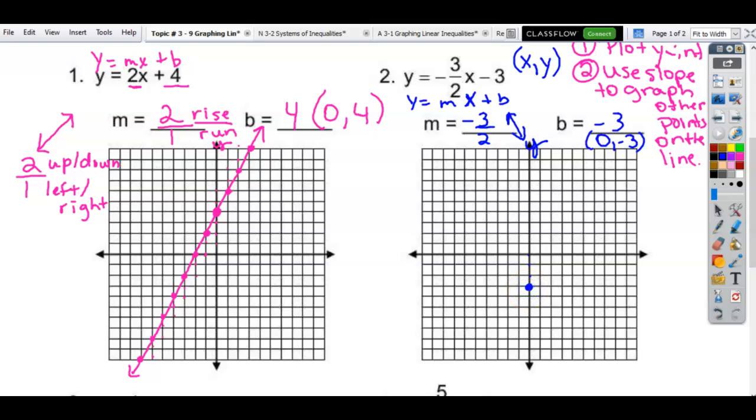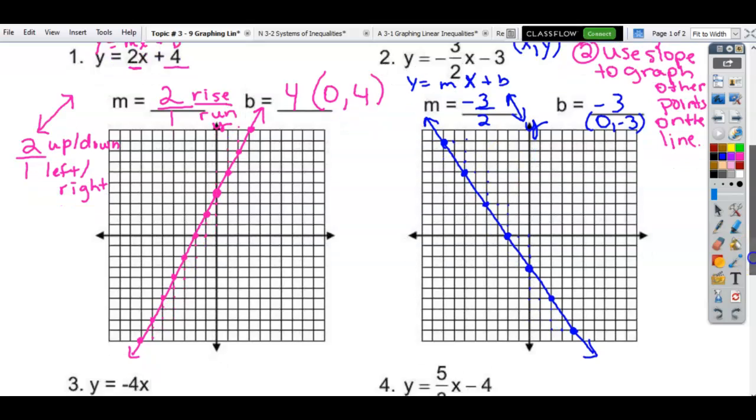This time I'm going to go up 3, 1, 2, 3. I'm going to go left 2 because I want it to be a negative slope. Up 3, left 2. From the y-intercept, you can also go down 3 and then right 2. Down 3, right 2. Remember, your goal is to make sure your line has a negative slope, and it does. It starts high and goes low, going left to right. Okay, finish with that one.